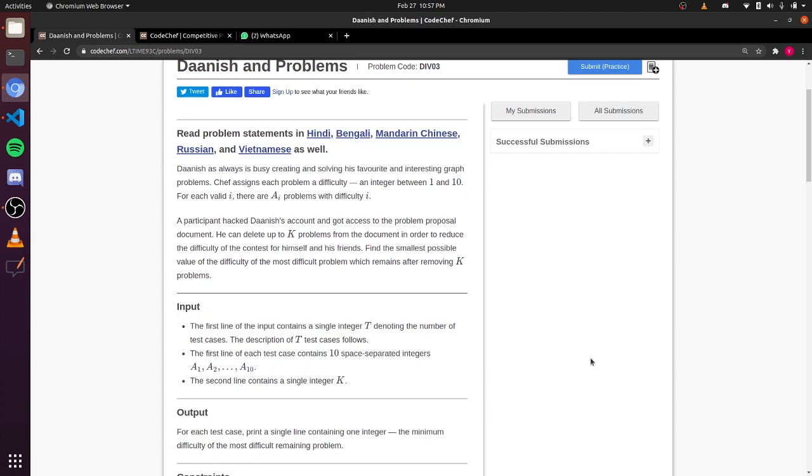The participant hacked Danish's account and got access to the problem proposal document. He can delete up to K problems from the document in order to reduce the difficulty of the contest for himself and his friends. Find the smallest possible value of the difficulty of the most difficult problem which remains after removing K problems. So now let us see the input.